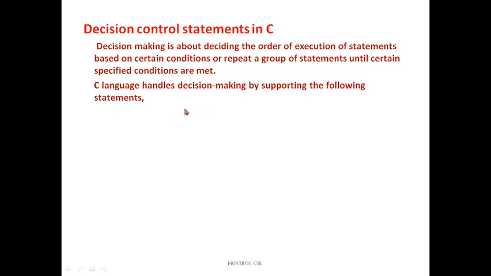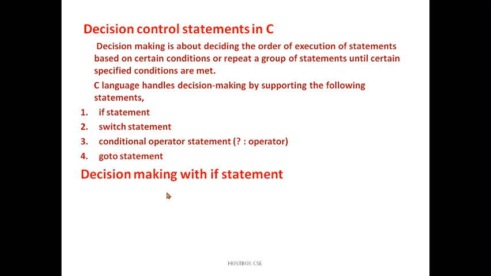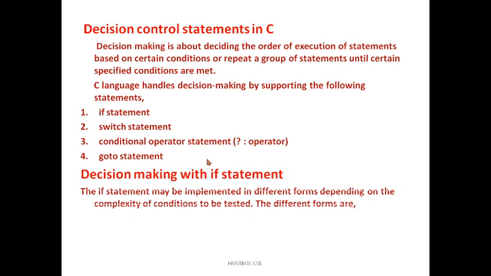Generally C language handles decision making by supporting the following statements: if statement, switch statement, conditional operator statement, and lastly goto statement. Today we are going to see only the if statement. First we will discuss decision making with the if statement. Today many programs follow this concept, so it is required.